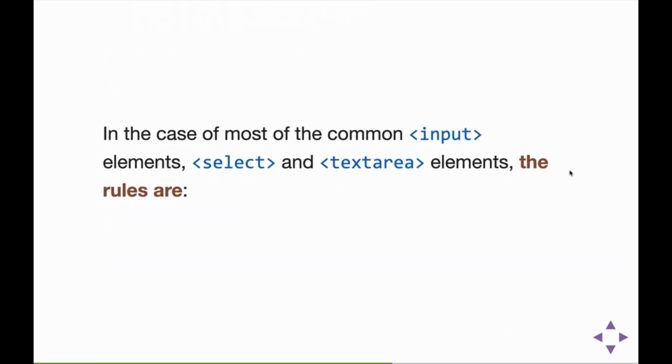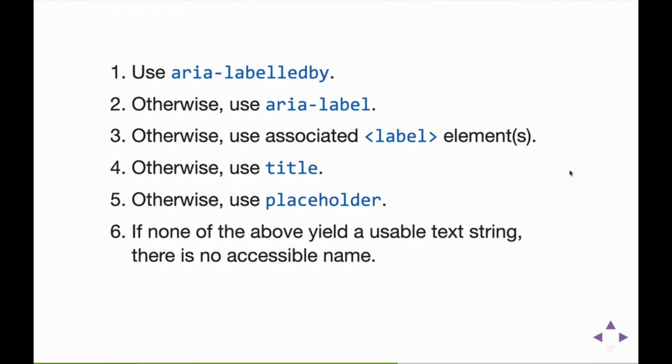Now, what about things like input, selects, text areas, etc.? Well, for these, the rules are again quite similar with a couple of little extras. First of all, as before, the aria-labelledby is used if present, otherwise the aria-label. But here we have a different one. If it's present, then the label itself, or the contents of the label, would be used. Otherwise the title, or otherwise the placeholder. And if none of those provide an accessible name, then that element does not have an accessible name.